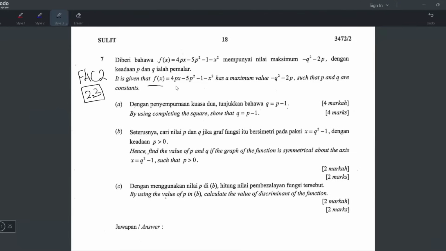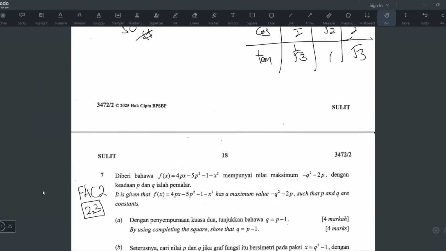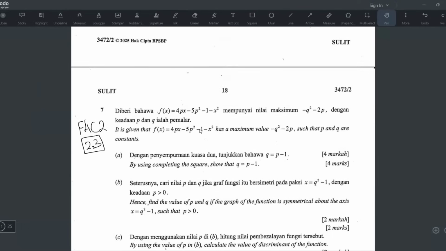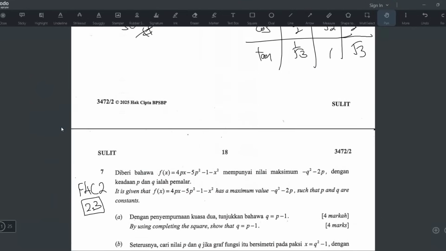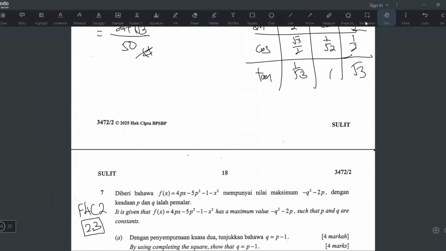Okay, let's read the question. It is given that f(x) equals to this. Oh my god, why do they write it like this? So I will write this down, but not like that. Definitely I won't write like that because I want it to be in general form, right? Okay, should I do it down here or up there? I want to do it up here. So I will make space.